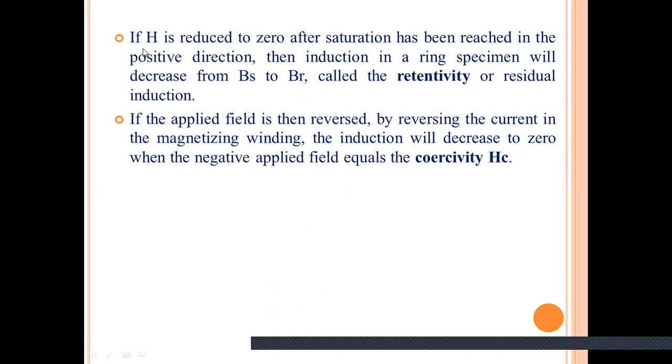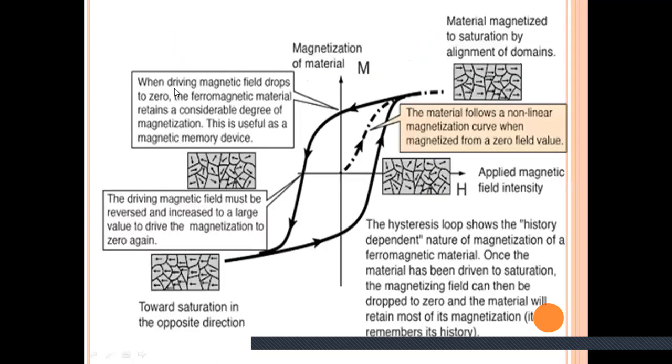Here you can see if H is reduced to zero after saturation, it has reached the positive direction. Then the induction in the ring specimen, which is nothing but the magnetic iron material, will decrease from Bs to Br, called the retentivity or residual induction. Here you can see again, when the driving force of the magnetic field drops to zero, the ferromagnetic material retains a considerable degree of magnetization. There is a magnetization here.